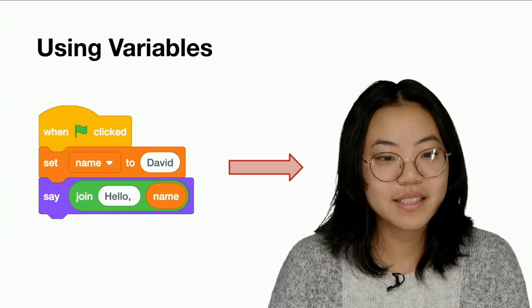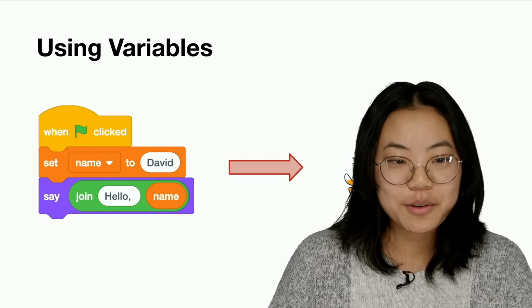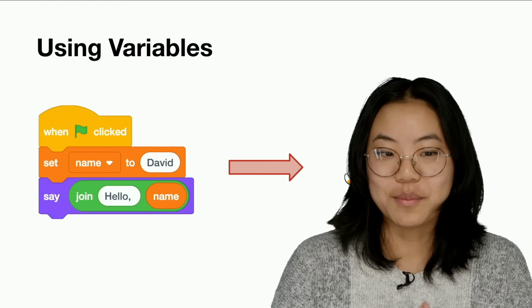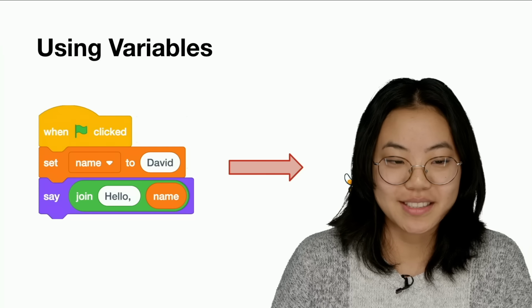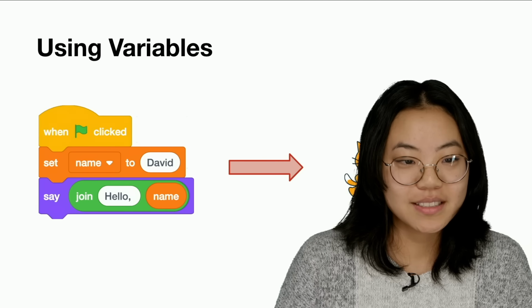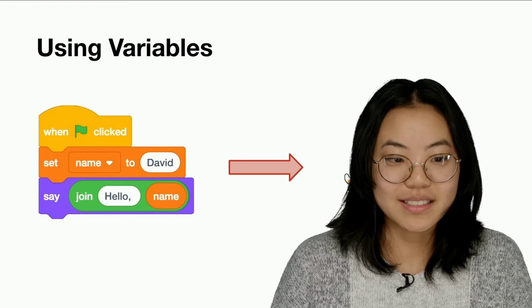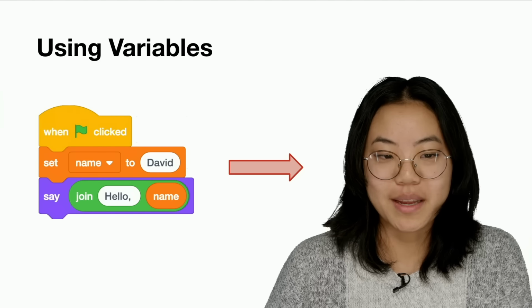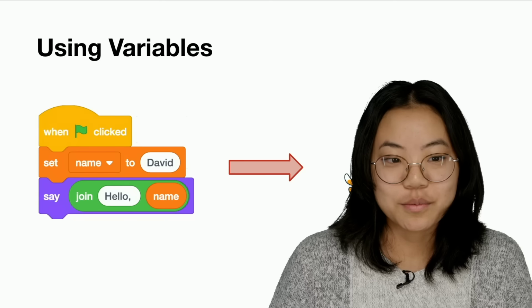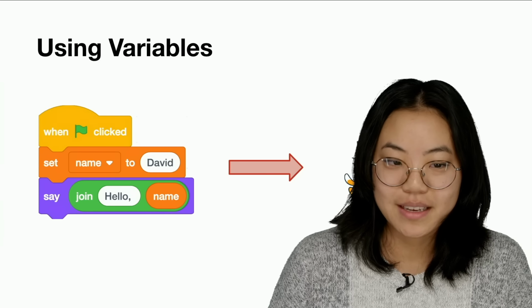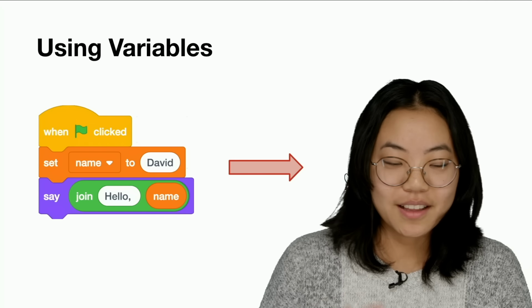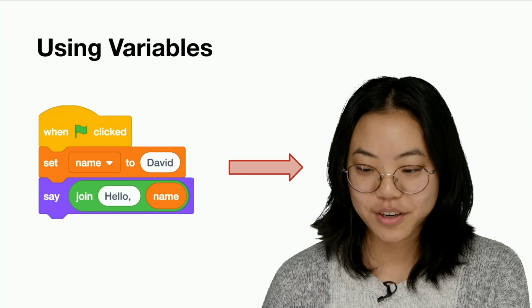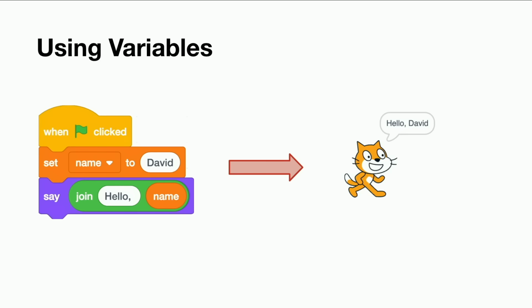Okay, so let's talk about using variables. So you might recall this Scratch program from lecture. If you see here, it's slightly different from the one that you saw just a second ago. We have "when green flag clicked," "set name to David," then "say join hello comma name." So what we're doing here is we have a name variable, and we're setting that to the value David, then saying hello, and then whatever's in that name variable. That has the side effect of the Scratch cat saying hello David, as we'd like.